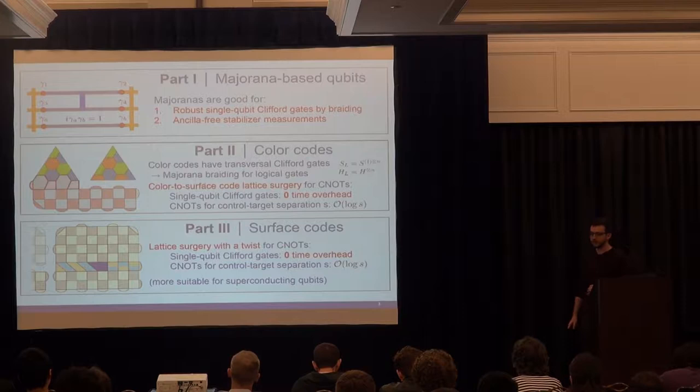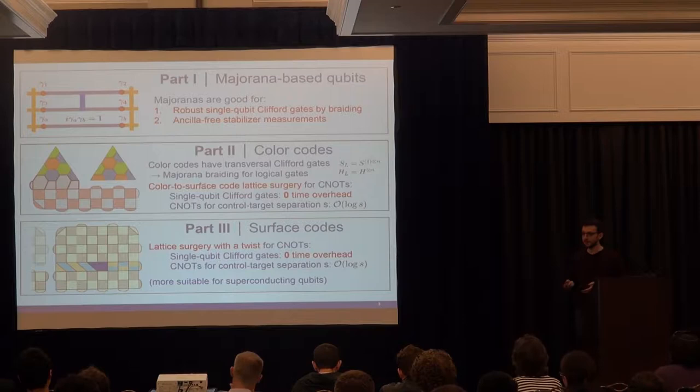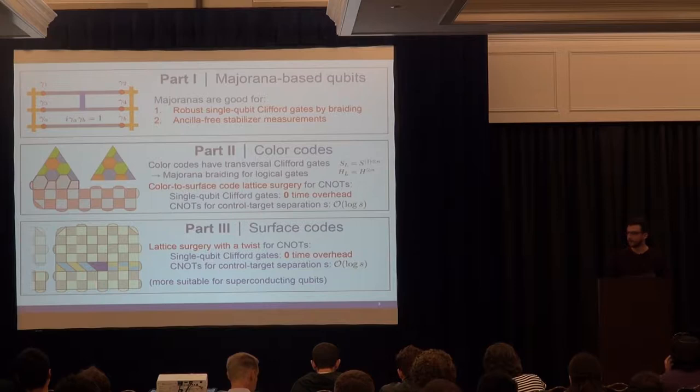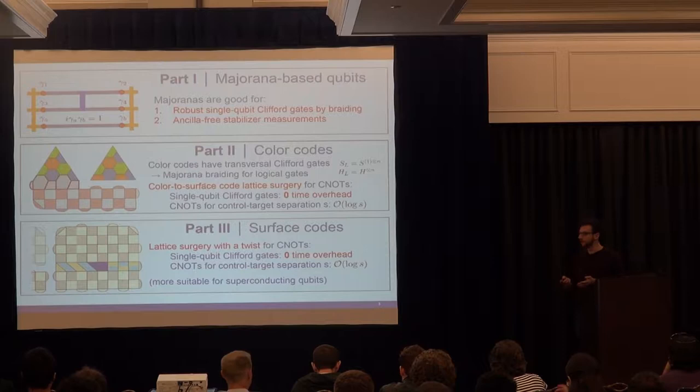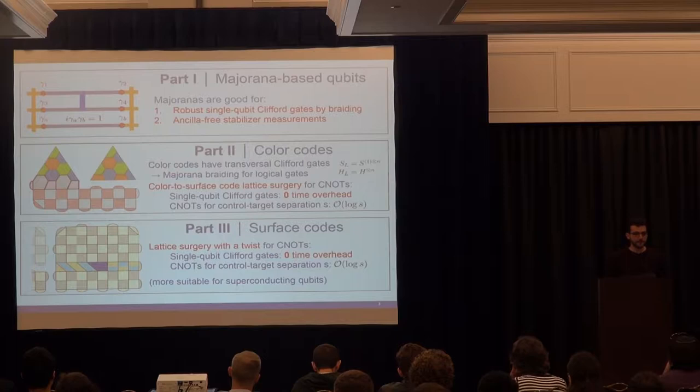The good thing about Majoranas is they can do robust single-qubit Clifford gates by braiding. So if you add a code, you would like to use these operations for your logical gates as well. And color codes have transversal Clifford gates, so their logical Clifford gates directly use the physical operation. You can use braiding for logical single-qubit Clifford gates. And it turns out that if you do that, then you can implement logical single-qubit Clifford gates without any hardware operations. So it's zero time overhead, which shouldn't be surprising considering the Gottesman-Knill theorem.